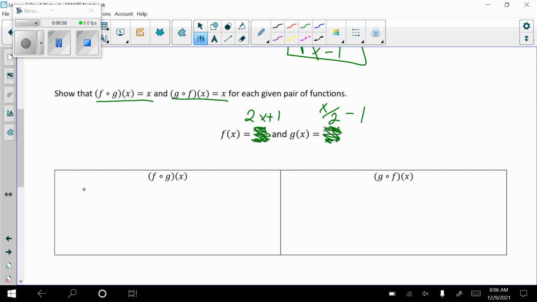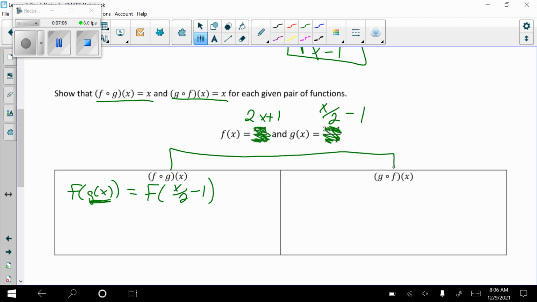So let me show you how this works. So I have f of g of x. Just like we did before, I'm going to substitute that g of x in for what it is. So x over 2 minus 1. We haven't talked too much about inverses, but what we're doing is proving that these two functions are inverses of each other. So now I'm going to take this and plug it into that f function. So instead of saying 2 times x, that x is this whole thing.